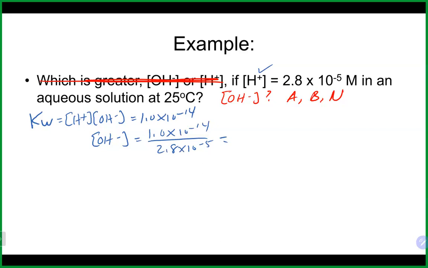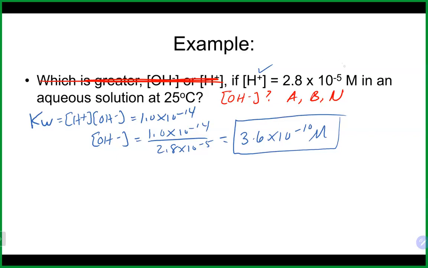Once again, we want to make sure we use our exponent. So that's going to be a 1 exponent button negative 14 divided by 2.8 exponent button negative 5. Going to get us a 3.6 times 10 to the minus 10 in this case. This does use molarity as it is a concentration. First off, any question on that calculation?